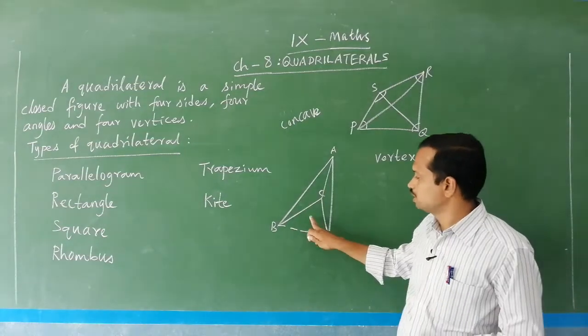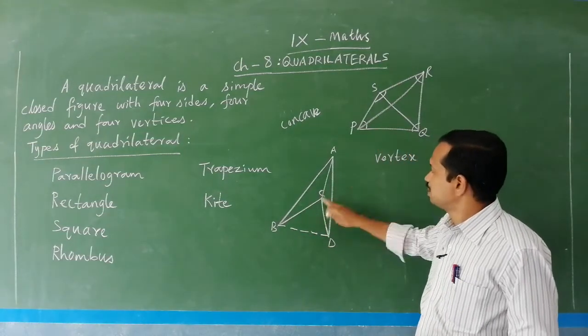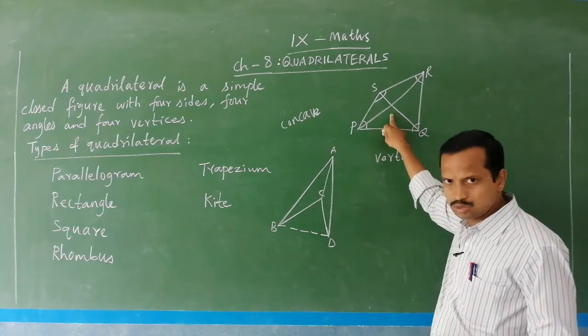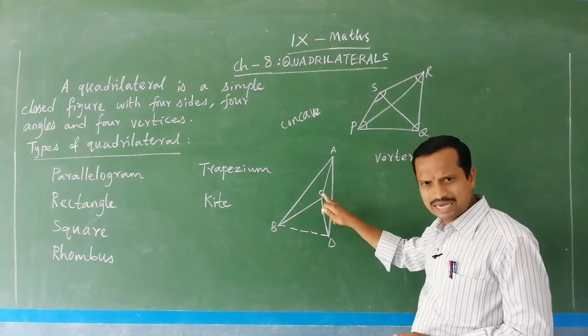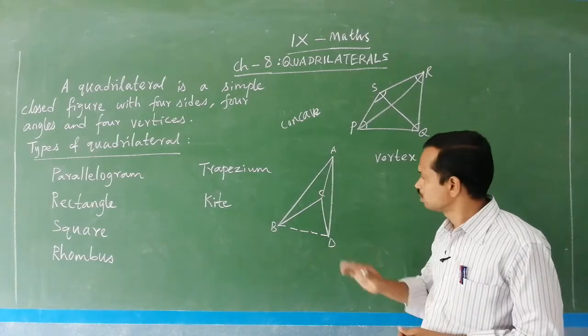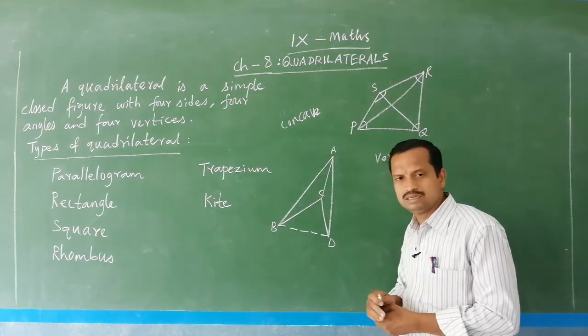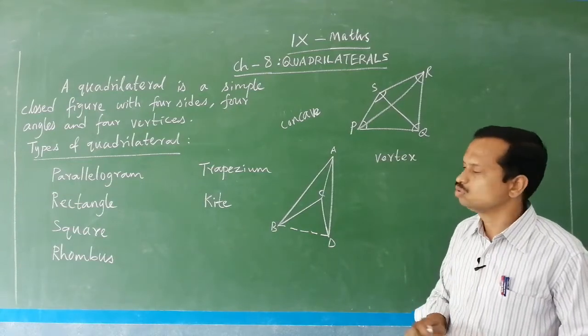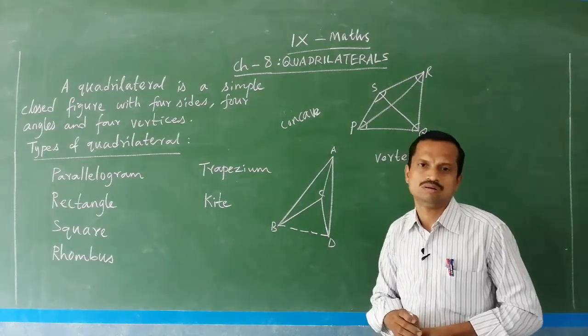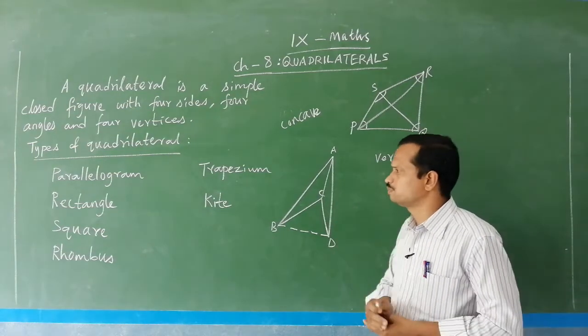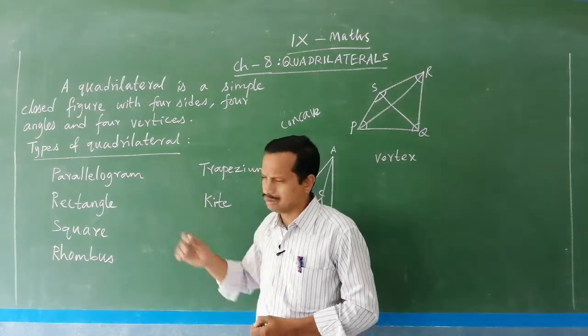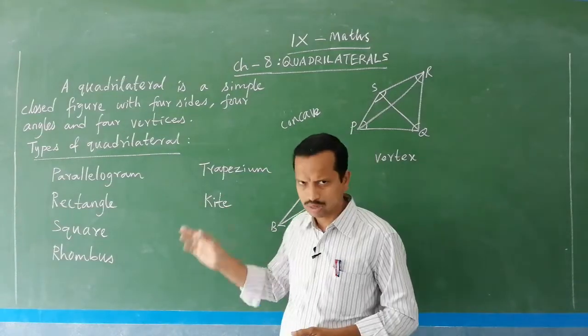But here you see, compare these two diagrams. Here the two diagonals are interior of the figure, but here only one diagonal is inside the quadrilateral, whereas another diagonal is outside the quadrilateral. So such quadrilaterals are called concave quadrilaterals. So these are the types. You know about the parallelogram. All are four sided figures, all are quadrilaterals generally.